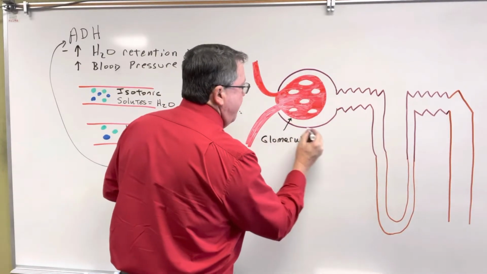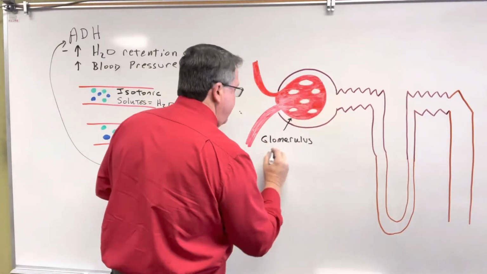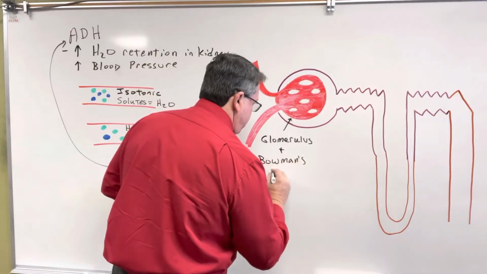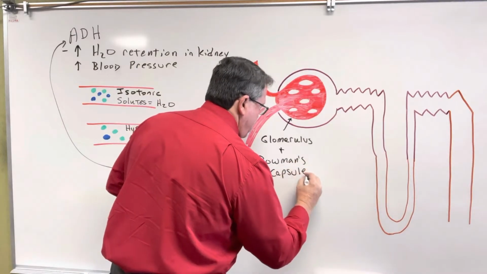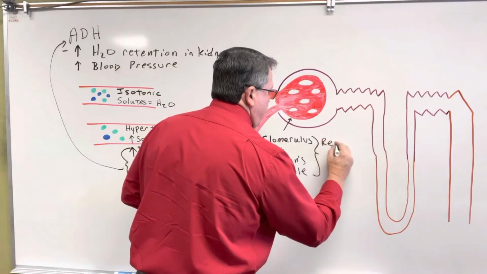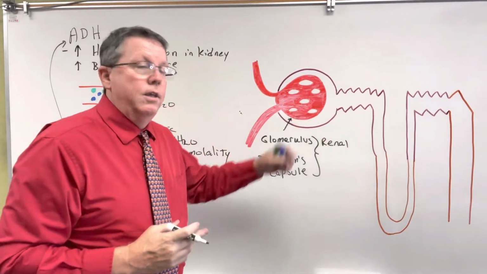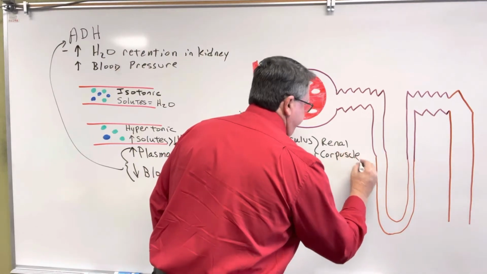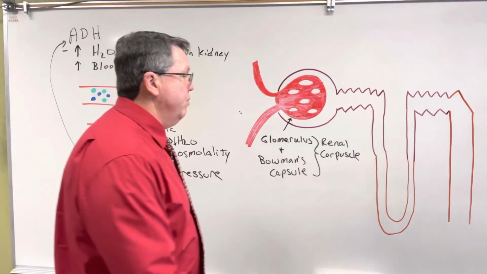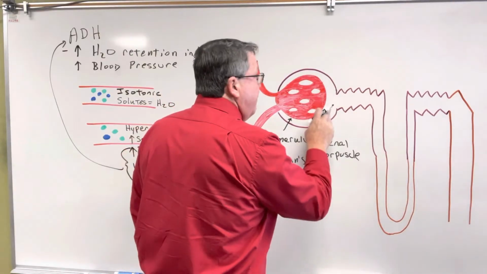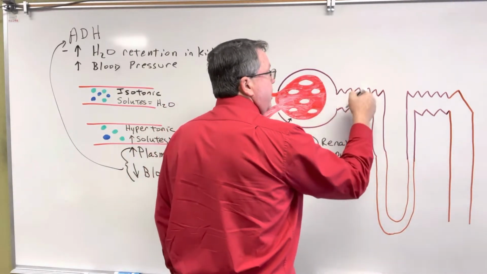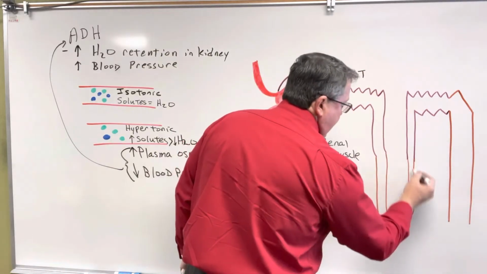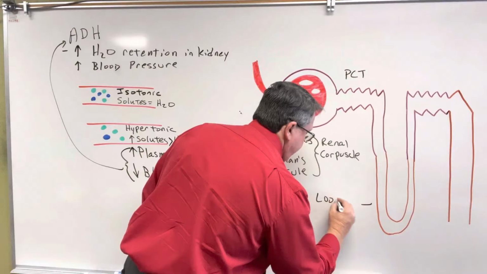And then if you notice, I have this round part that goes around this. That's going to be called the Bowman's capsule. Okay, and these 2 combined are what we call the renal corpuscle. Remember, renal means kidney, or refers to the kidney. Okay, so now here's what's going to happen next. After any fluid in here leaves, it's going to go into this part here, which is called the proximal convoluted tubule. It's going to come down to this part here, which we're going to call the loop of Henle.